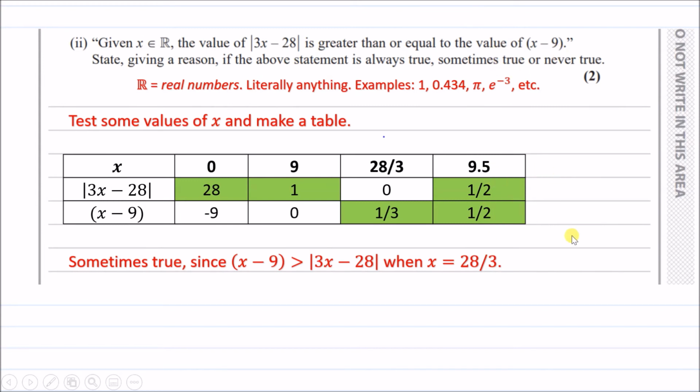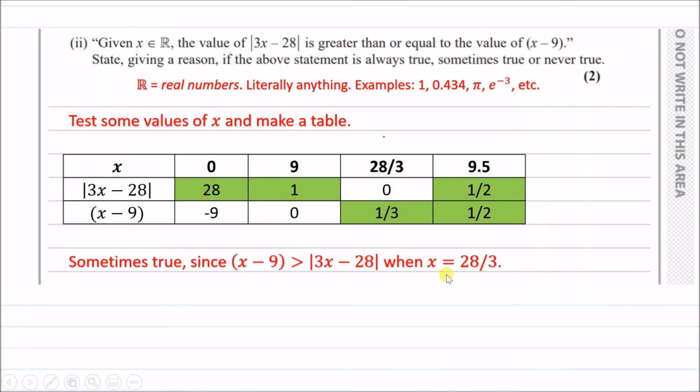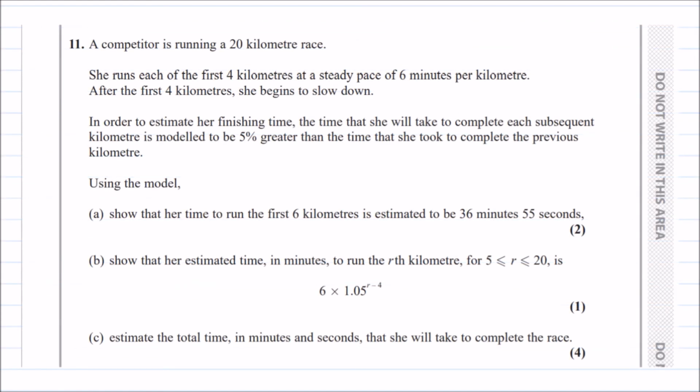And that's it, guys. And then when you do that, you make a conclusion. You say, all right, it's sometimes true since x minus 9 is greater than this when, oh crap, when x equals 28 over 3. All right, number 11.